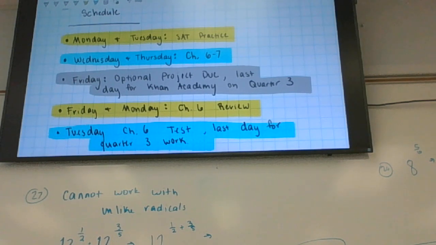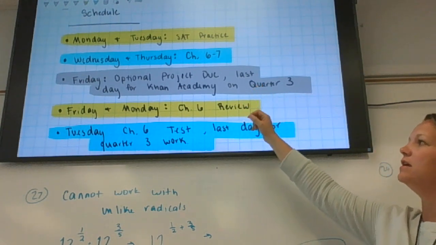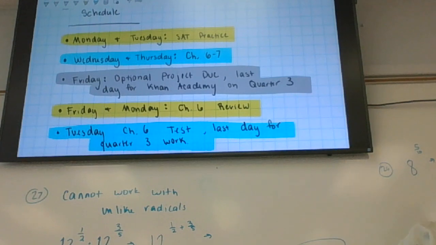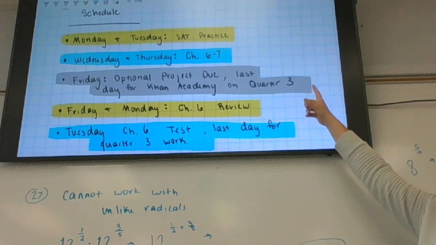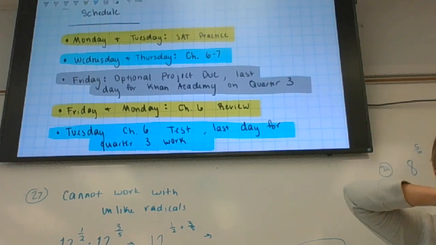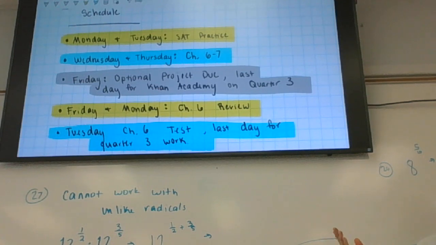Then Wednesday and Thursday, we're covering the last section of chapter 6, 6-7. Just so you have a heads up, your optional projects are due this Friday. Friday is the last day I'm accepting Khan Academy for remediation on any of your failed quiz or test grades. You get into Khan Academy and you do all of the assignments that I assigned for that test or that quiz.